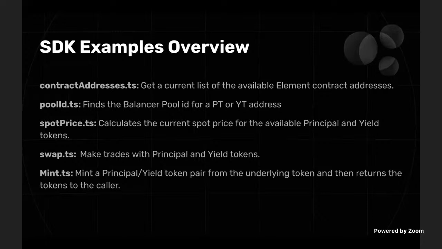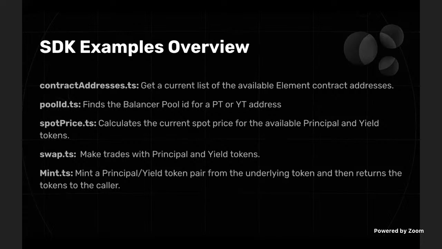The pool ID example, this locates the Balancer pool ID. Balancer v2 is a bit unique because you don't just need the address of whatever pool you're interacting with, you also need a special identifier, which is some data packed into the address format. So this script will just get that for you.